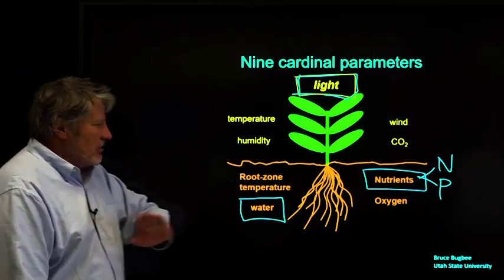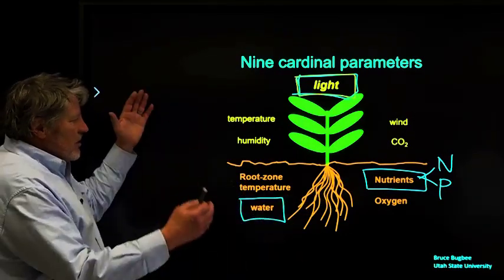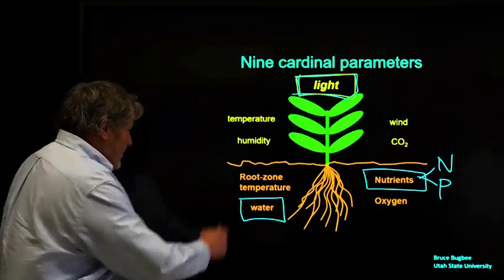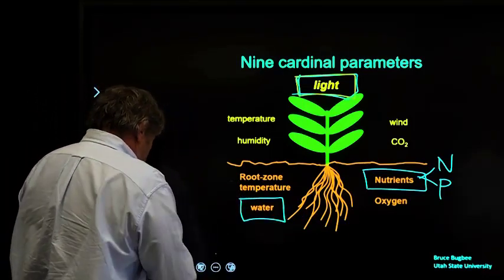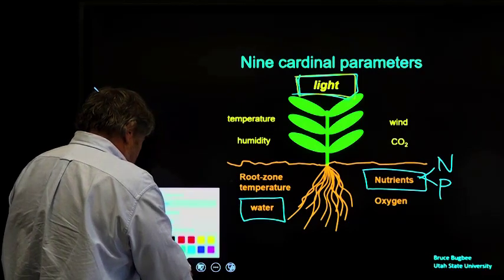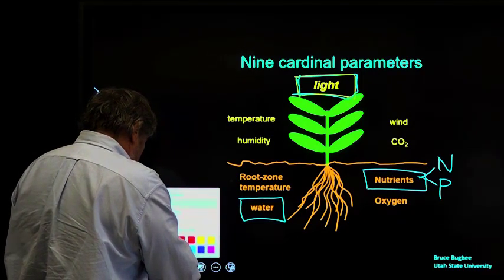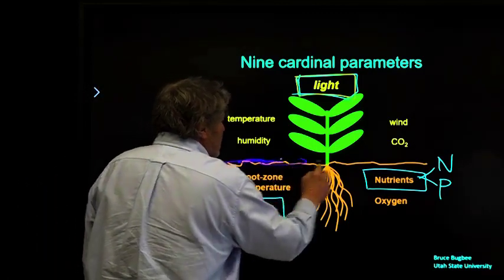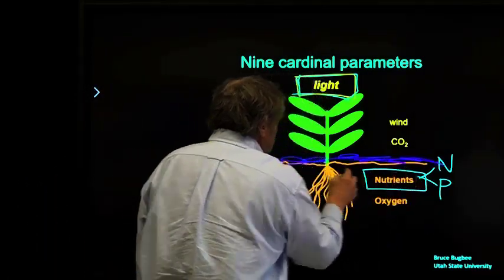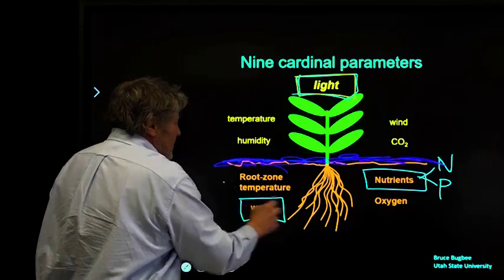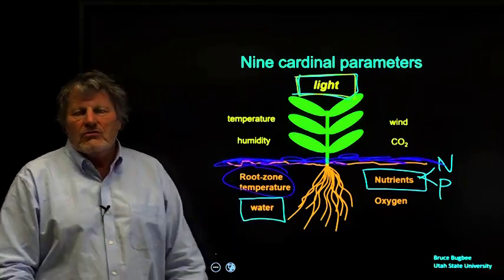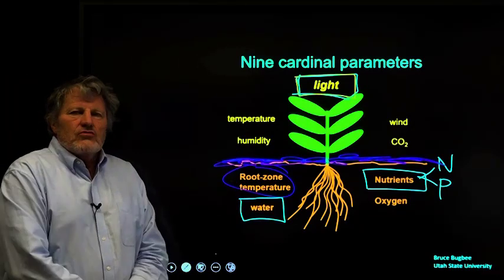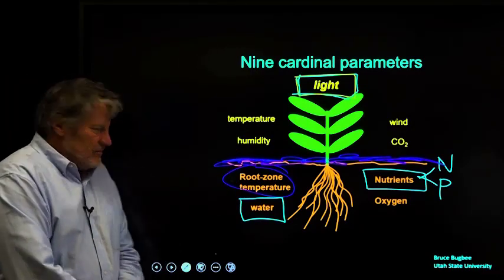We give them plenty of water, plenty of nutrients, fluff up the root zone so they get plenty of oxygen. How about root zone temperature? I've got to get a different color for that. We'll go with blue. Guess what? We put on mulch for high-value horticulture crops, so we end up modifying root zone temperature too. So it's all based on trying to optimize light.